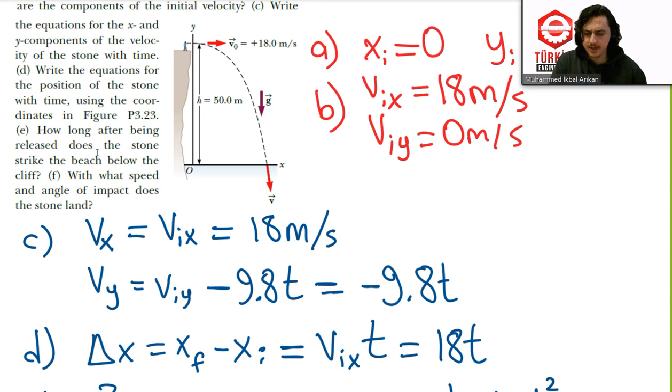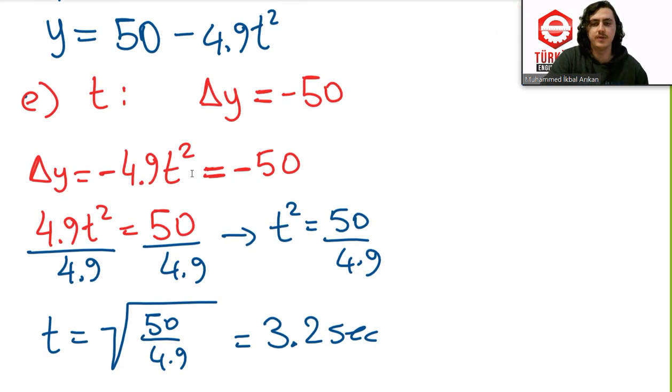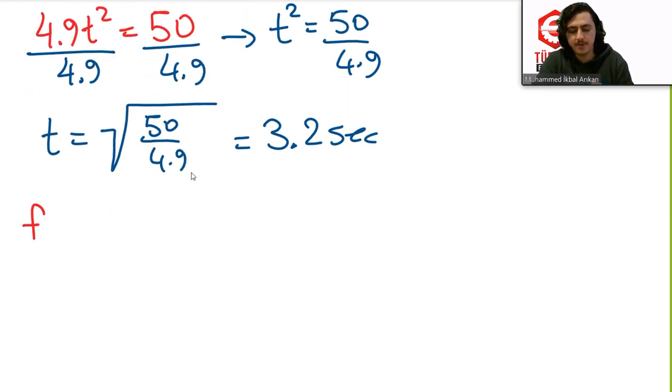With what speed actually does the storm strike the beach below the cliff? How long after? I know the time, and in the final part it's asking for the speed and the angle. So it's asking for this angle, which is theta, and the speed, which is the magnitude of this one. How can I know them? So let's take part F.